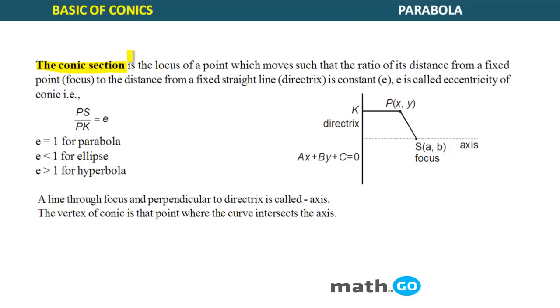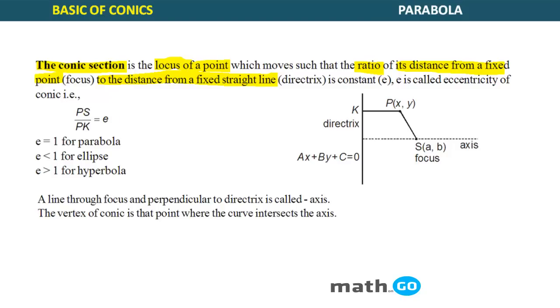Cutting it short, the conic section is the locus of a point. Locus is the trajectory of a moving point. It is the locus of a point which moves in such a way that the ratio of its distance from a fixed point to its distance from a fixed straight line is always constant. This is the meaning of a conic section.